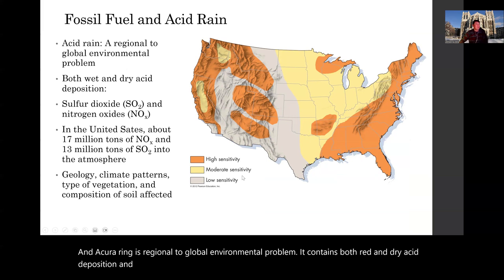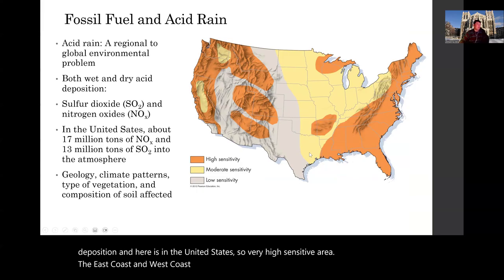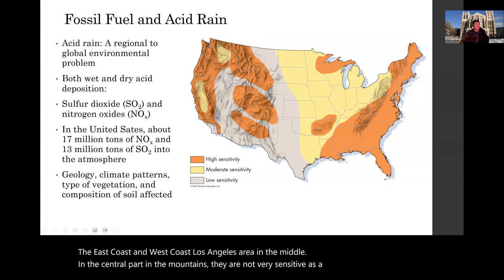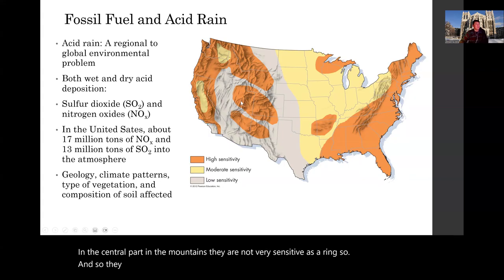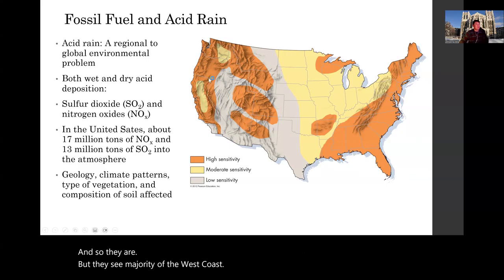And here in the United States, there are very highly sensitive areas on the East Coast and West Coast, and low sensitive areas in the central part, the mountains. They are not very sensitive to acid rain. But the majority of the East Coast and West Coast are very sensitive to acid rains.